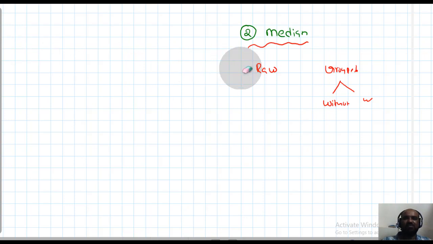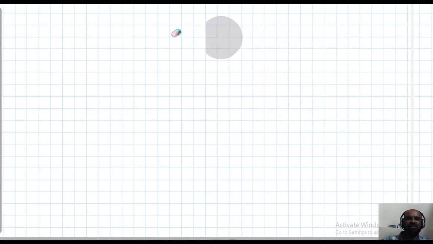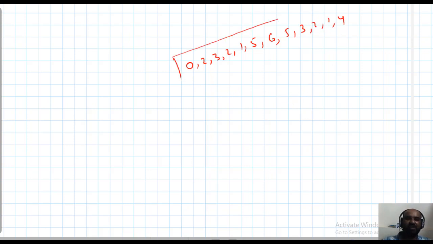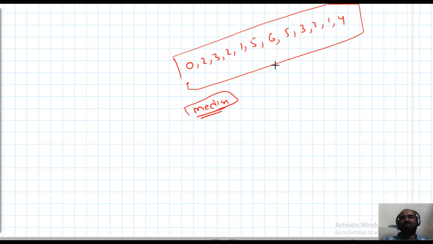Okay, the meaning of the median I already explained through one example. Again I want to explain the same thing. For example, some observations are given: 0, 2, 3, 1, 5, 6, 5, 3, 2, 1, 4. We want to find the central value, which is the representative for this data, by using the median method. The median method says that the middle-most value of the given observations is taken as the median.